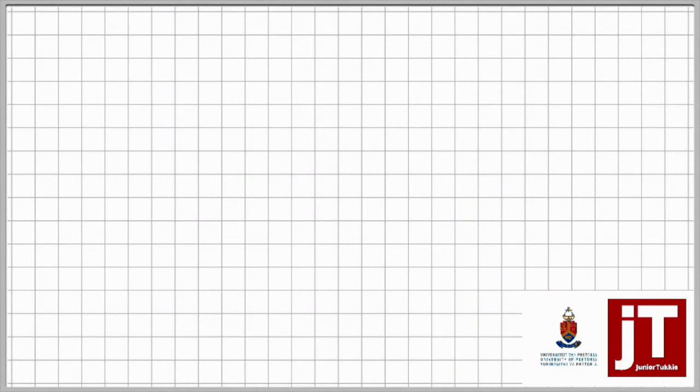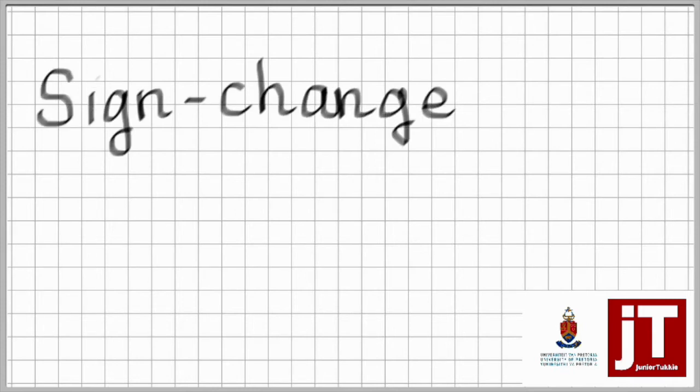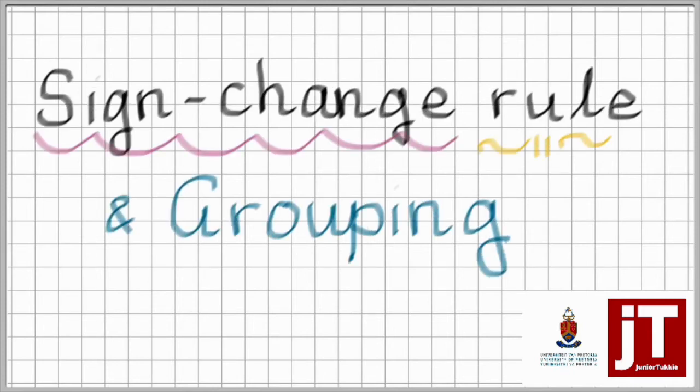I would like to call the bonus video, because in this video we are going to look at what we call the sign change rule and grouping, which are two concepts that are not often tested in grade 9 but may come up. And of course, even if they don't come up during your grade 9 year, they may come up in grade 10. So if you know these rules now, they will definitely help you in the future. Let's hop into the first problem.